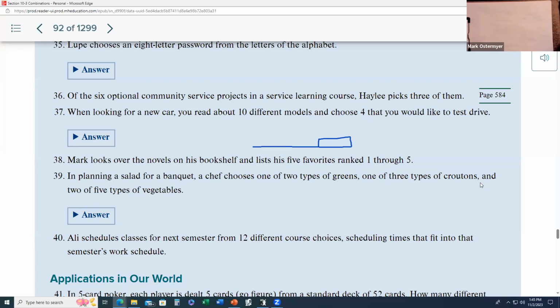Oh yeah, ranking order. Rank order. Order means order, right? There is a difference. Yeah, order all the way. This is a permutation all the way. The way you rank these novels does make a difference.